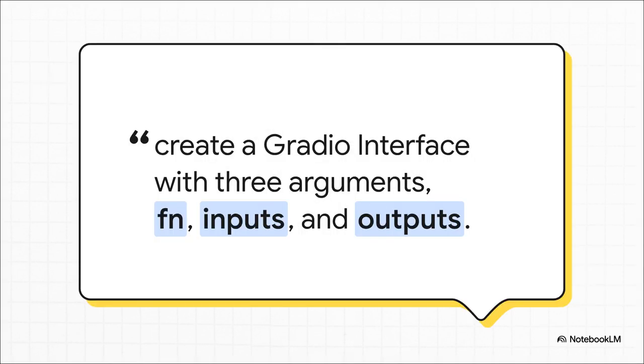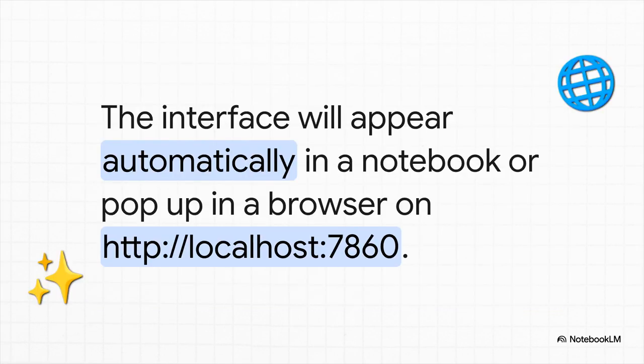So let's just zoom in on that line for a second. It really all boils down to these 3 magic ingredients. You've got fn, which is just your function. You've got inputs, which tells Gradio, hey, I need a text box for the user to type in. And outputs, which says, and I need a place to show the result. That's the whole recipe.